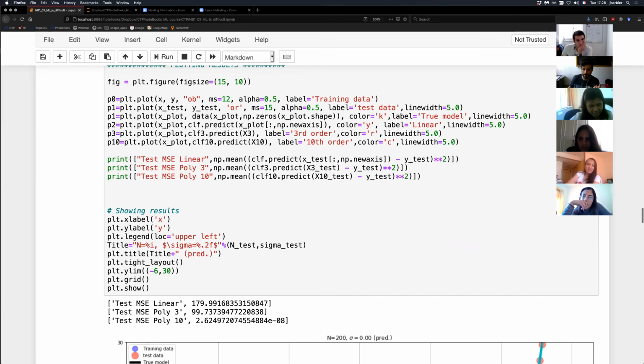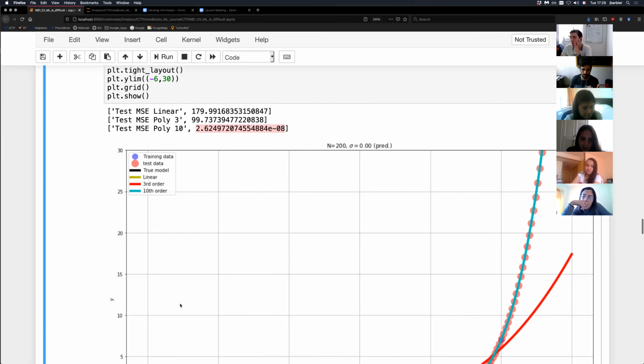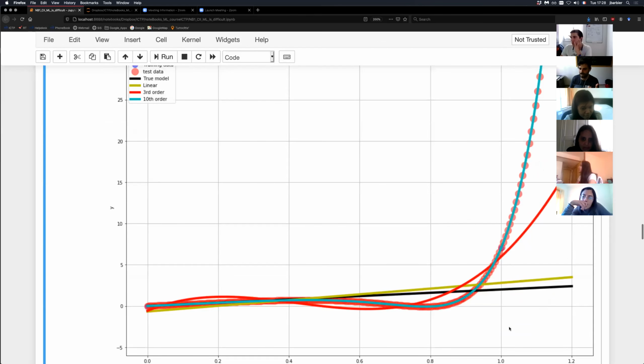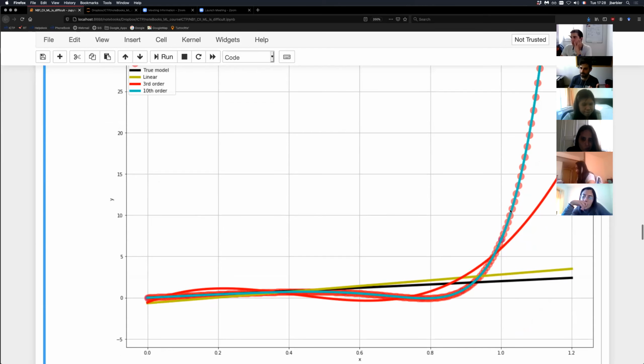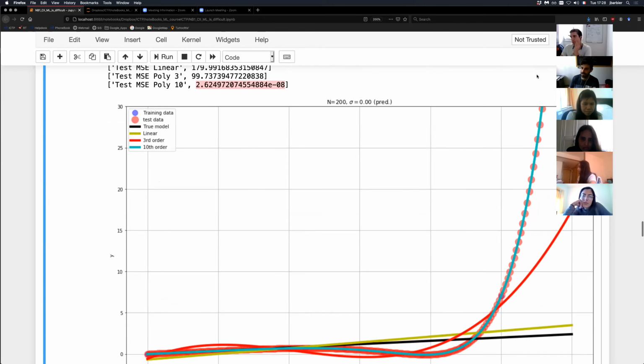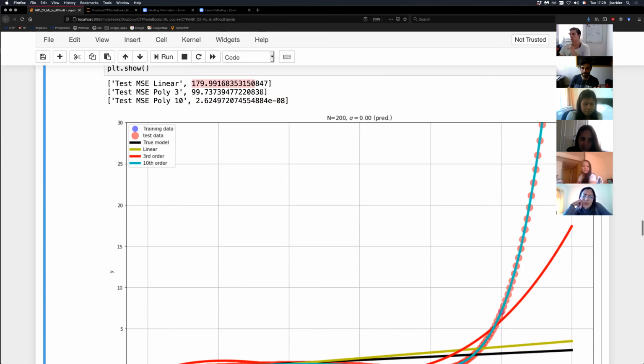It should be the 10-order polynomial. We have no noise, so essentially this 10 to the minus 8 is due to numerical noise, but this should be 0. The test error of the 10-order polynomial is 0, and we see indeed that even away from the range in which we trained, our prediction is perfect because in the training data there was no noise and we had enough. The linear model is really bad, and the third-order polynomial is better.